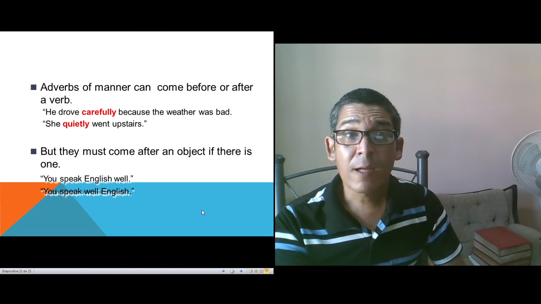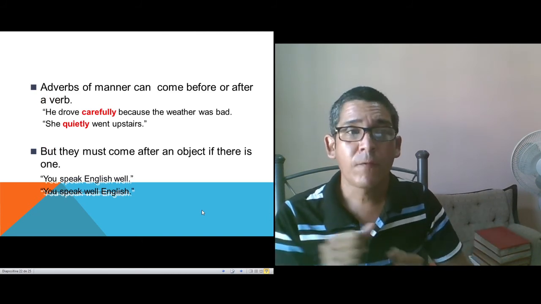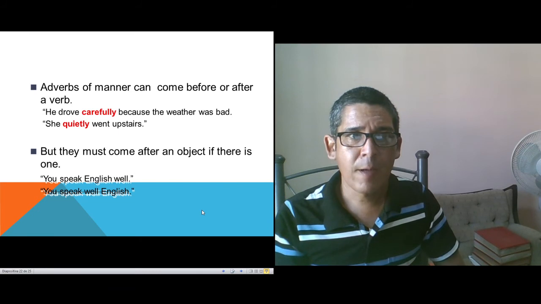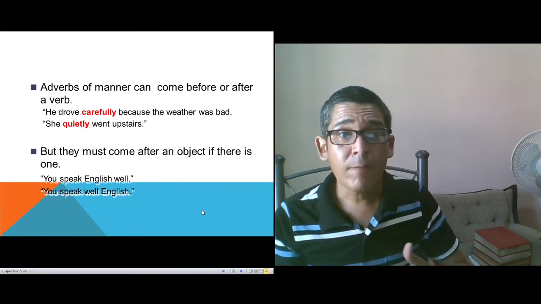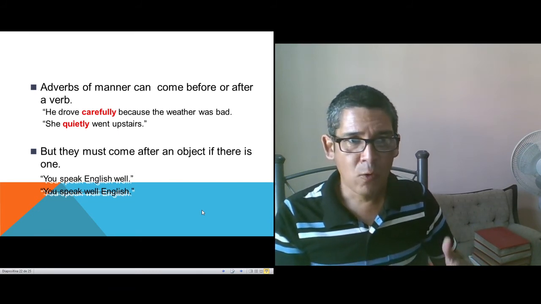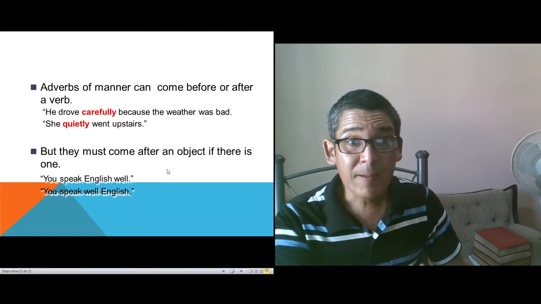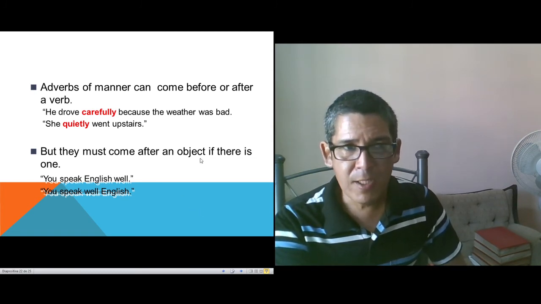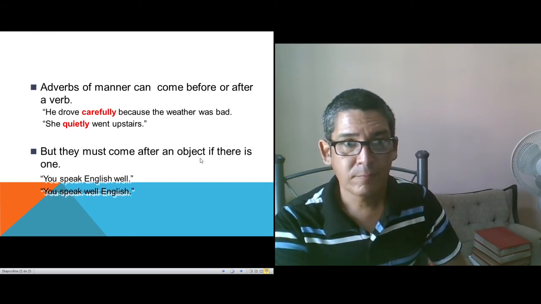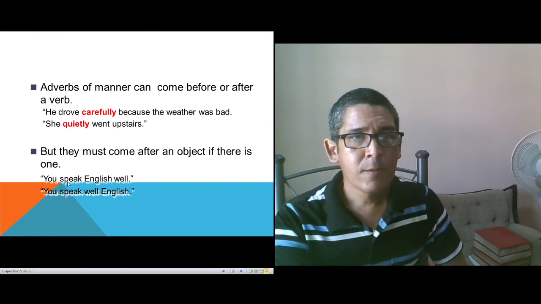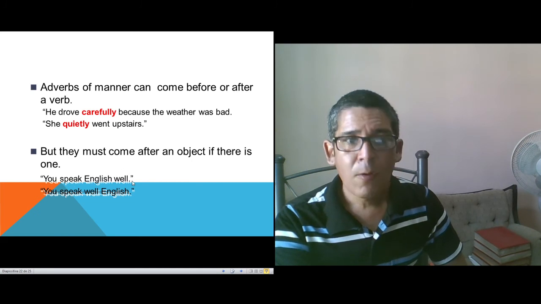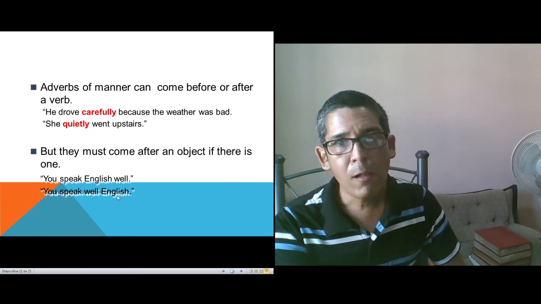Adverbs of manner can come before or after a verb. For example, he drove carefully because the weather was bad, or she quietly went upstairs. But they must come after an object if there is one. Be careful with that. You speak English well. English is the object. It's not correct to say you speak well English.